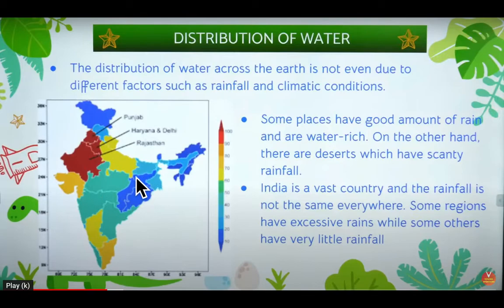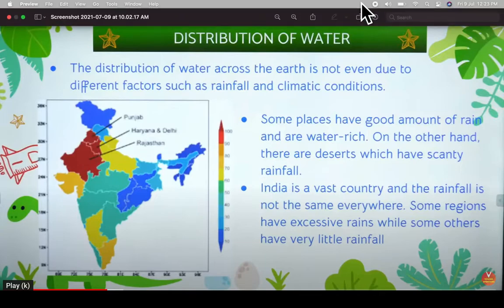For example, in India, some places have a good amount of rain and are water rich, so their water table, the level of water table, is up. On the other hand, there are deserts which have very little rainfall, so the water level is very low. India is a vast country and the rainfall is not the same everywhere. Some regions have excessive rains while others have very little rainfall. So in a few places there is less water, and in a few places there is plenty of water. And climatic condition is also a major factor in it.